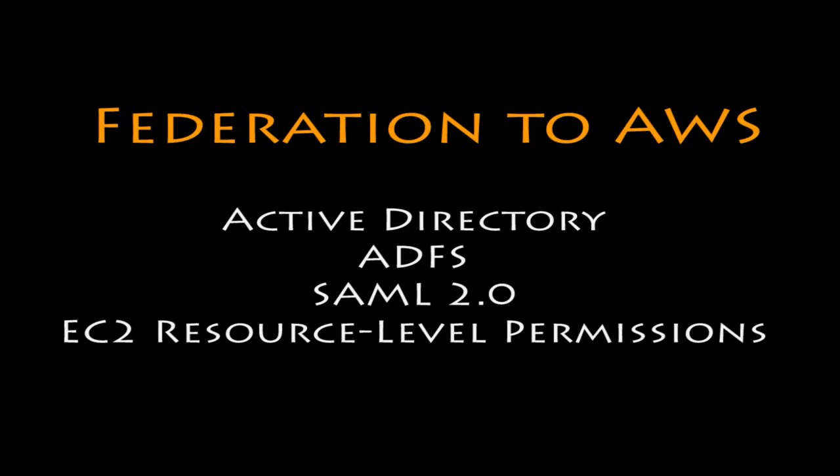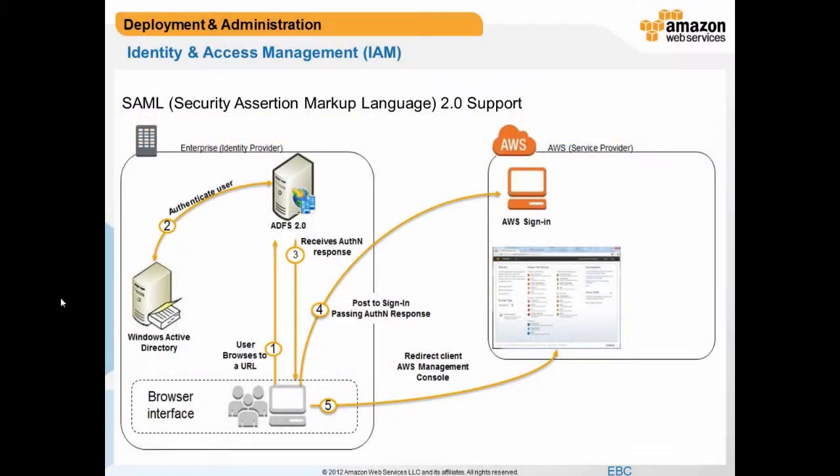Amazon Web Services supports delegated access to your AWS environment. In this video, I demonstrate using Microsoft Active Directory, Active Directory Federation Services, Security Assertion Markup Language, or SAML 2.0, and EC2 resource level permissions to provide single sign-on and fine-grained access to your AWS resources by simply using Active Directory group membership. Amazon Web Services recently added support for SAML, an open standard used by many identity providers.